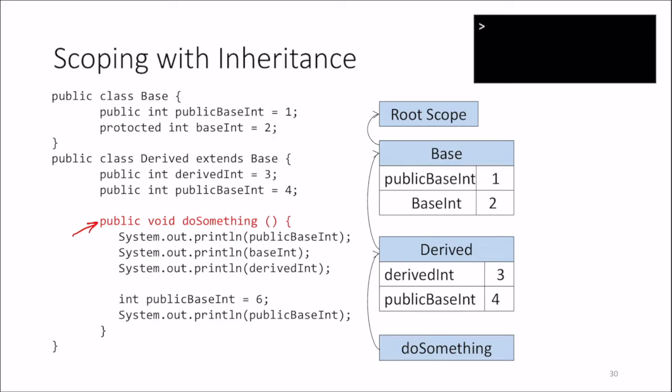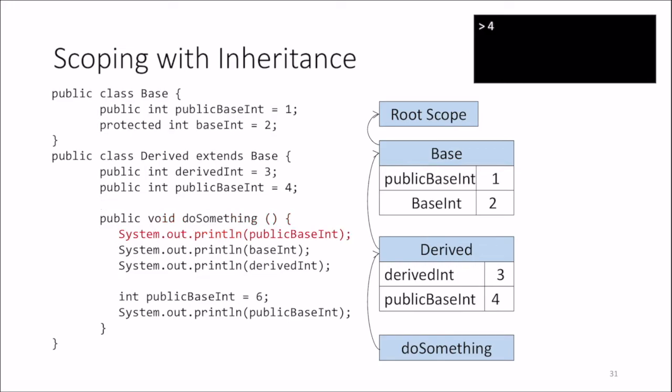When I go into do something and go through these print statements, the first print statement is printing public base int. I know that I've redefined it over here and its value is 4. So it's going to print 4 because the closest thing it has is this in the symbol table. Don't be confused by the fact that in the symbol table I'm actually keeping the values, not the line numbers, because I care about the values since I'm printing them out.